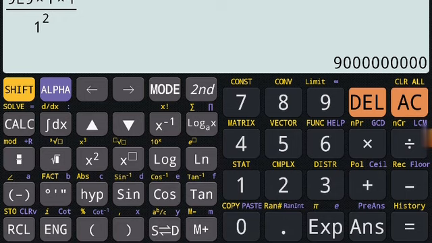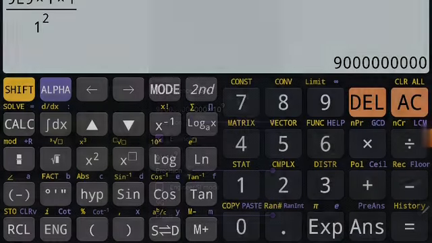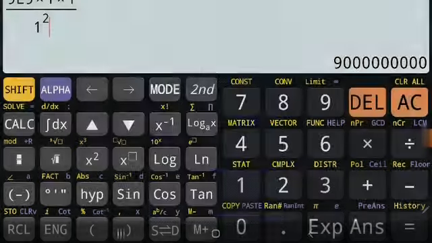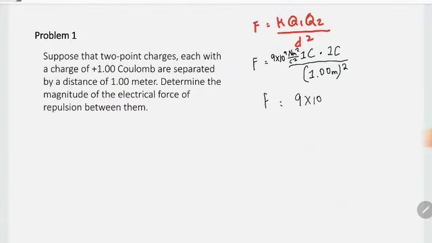Okay, so you have a lot, diba? Click this one, the ENG or the engineering. Makukuha mo yung engineer mode, makukuha mo yung kanyang value in scientific notation. So 9 times 10 to the 9th. That's the answer. 9 times 10 to the 9th newton.